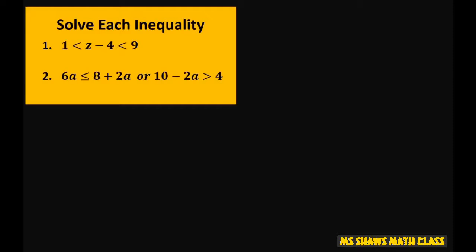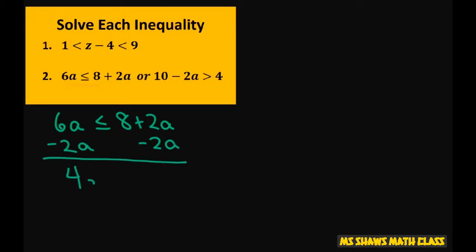All right, the next one. We have an OR statement. So let's take this and solve for a. 6a is less than or equal to 8 plus 2a. I'm going to subtract 2a from both sides of the equation. So I get 4a is less than or equal to 8. Divide both sides of the inequality by 4. So you get a is less than or equal to 2.